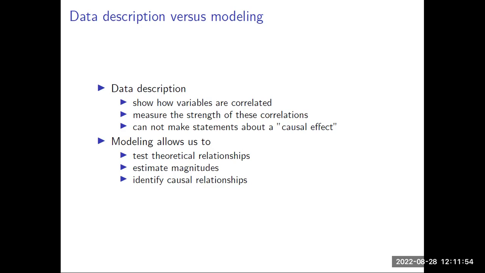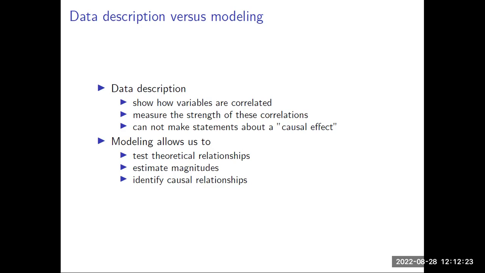In a cause and effect relationship, two variables may be changing at the same time, but they might be changing because of some third variable, or because of some other situation. So the data description does not actually give you the causal effects between the variables. On the other hand, modeling allows you to test theoretical relationships.